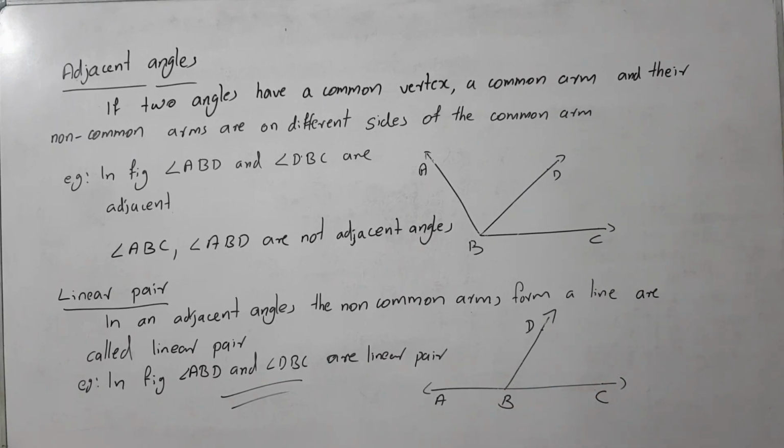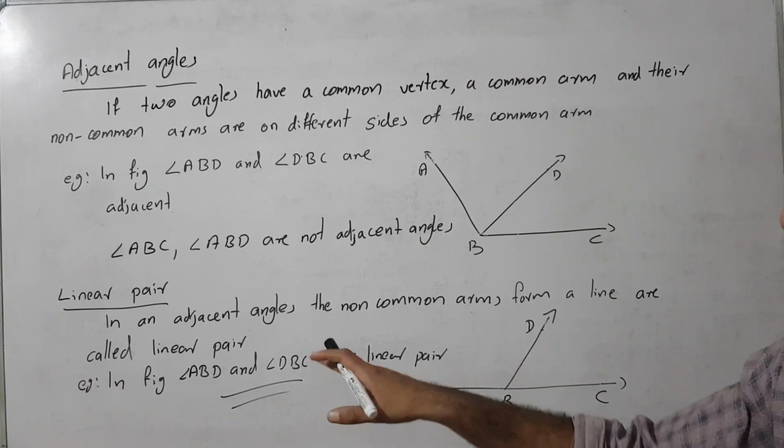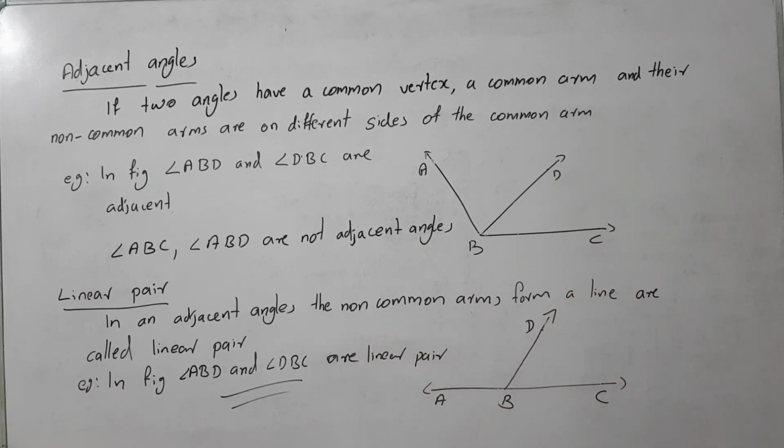അതുകൊണ്ട് ഈ adjacent anglesനെ നമുക്ക് എന്ത് വിളിക്കാം? The adjacent angles ABD and DBC are called a linear pair. Then what is a linear pair? A linear pair is, in adjacent angles, the non-common arms forming a line.